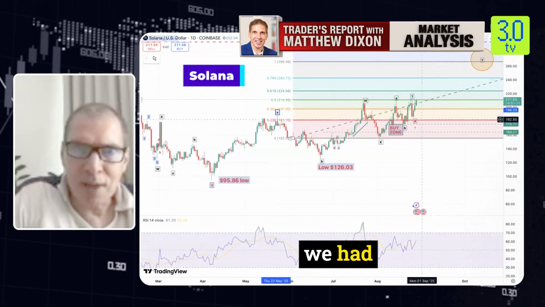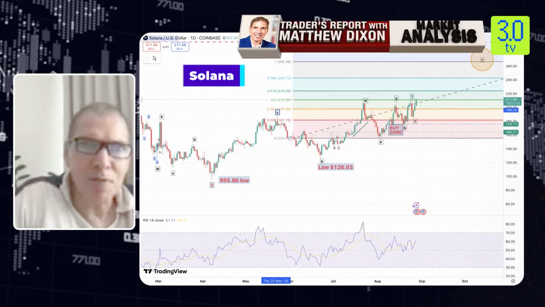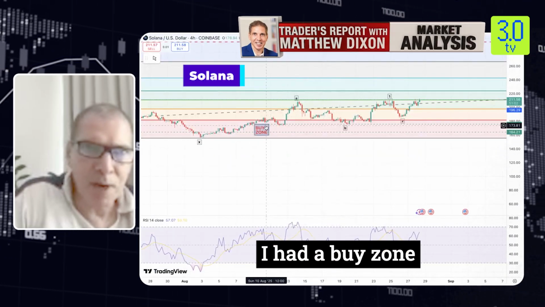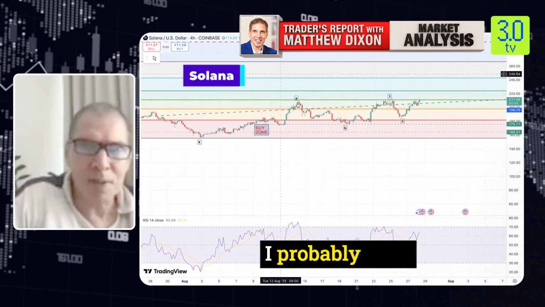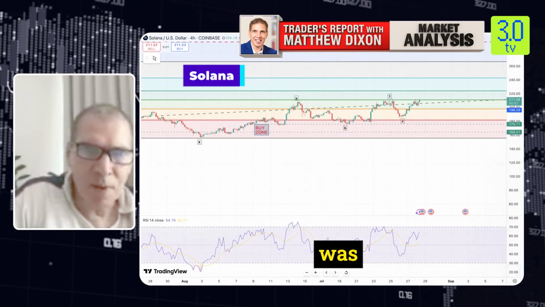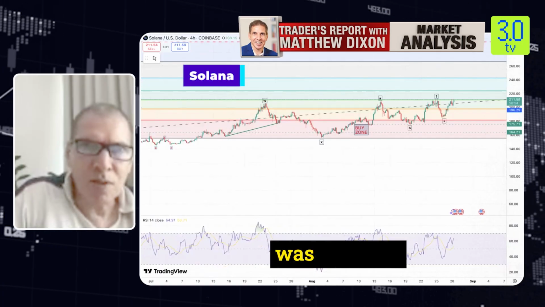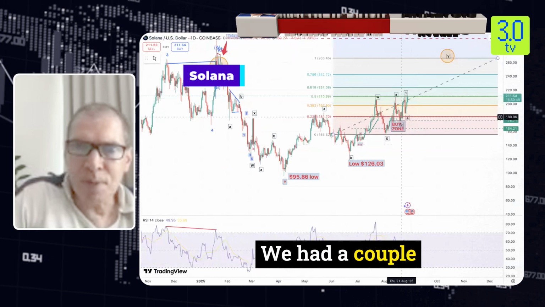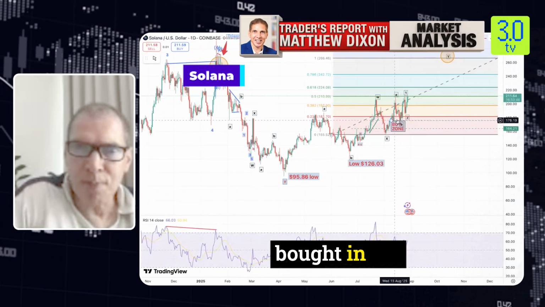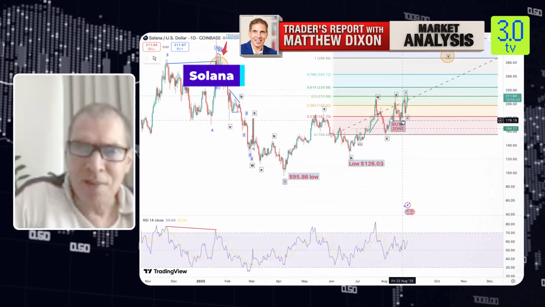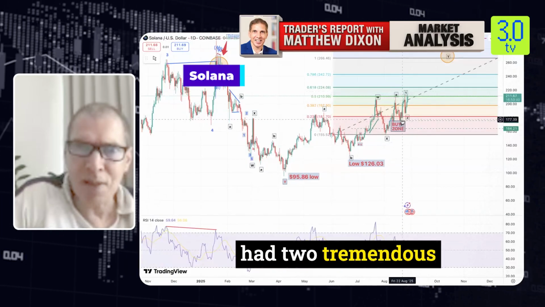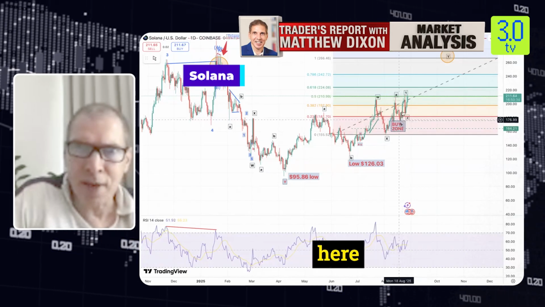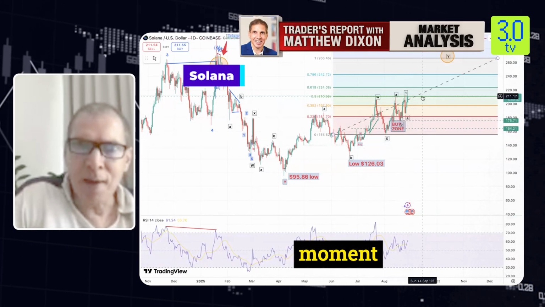Now, interestingly, we had a buy zone. I think we need to look at the 4-hour time frame to see that probably better. I had a buy zone where, again, I probably need to go even to the 1 hour just to see where it was. But my buy zone was showing, I'm going back to the daily. Yeah, not really important. We had a couple of areas where we could have bought in the buy zone. We just dipped into my buy zone for Solana and had 2 tremendous profit opportunities. If we bought here and dollar cost averaged in, buying here and buying here, we're massively in profit at the moment. I'm still holding those.